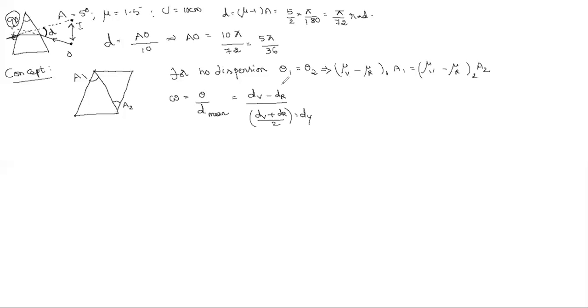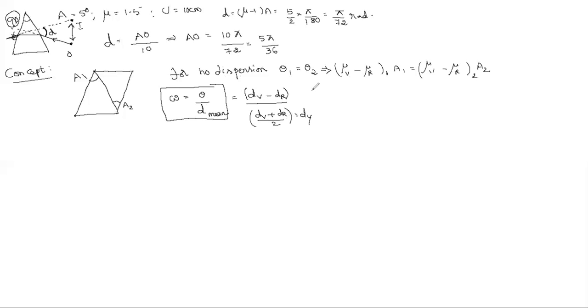I think this is over, okay? Yes, sir. Basically the original formula is omega equals theta by d mean. There, in place of theta we are substituting dv minus dr, and in place of d mean it is dv plus dr by 2. Yes, sir.